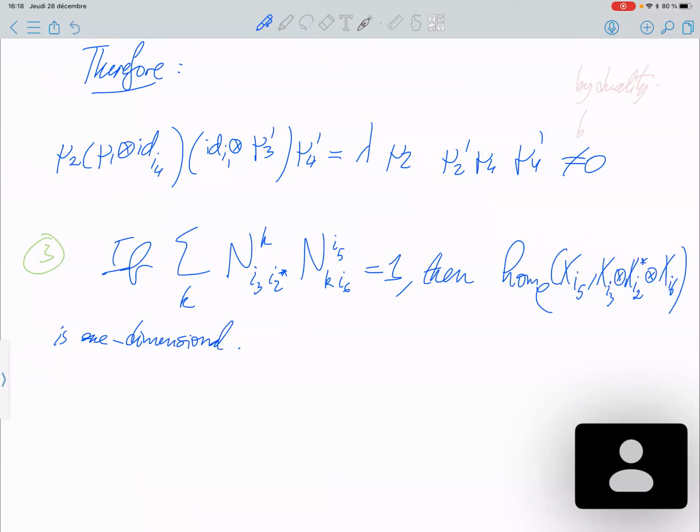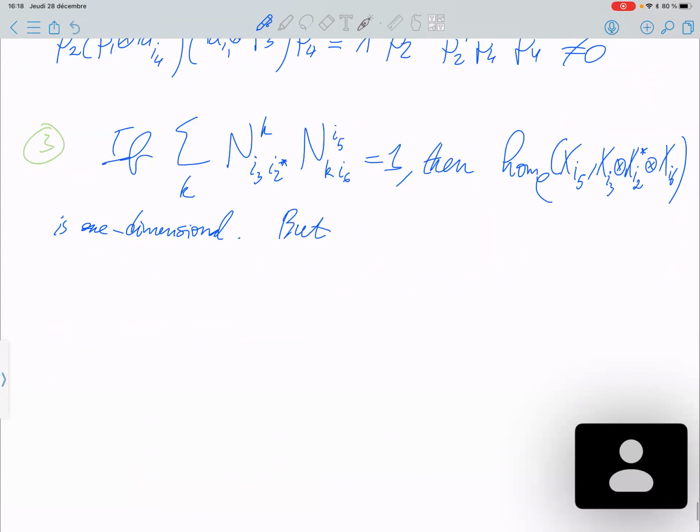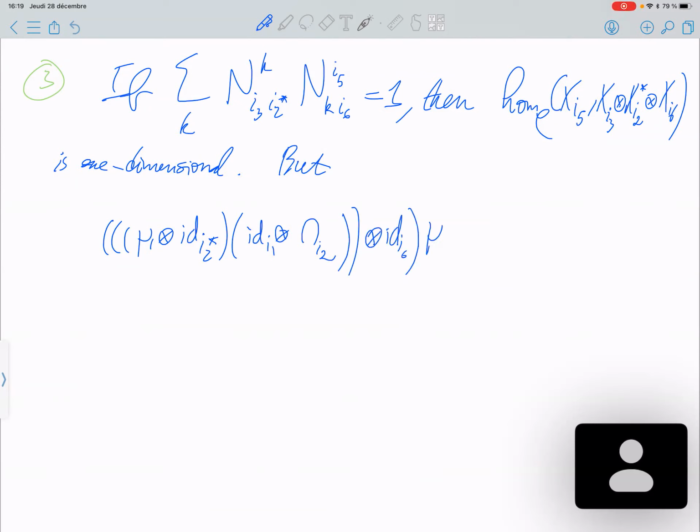Now, okay, so now we need to do something a little bit more complicated. But it's not clear to me that we really need that. But mu1 tensor ID I2 star ID I1 tensor, and here this is the notation for this section. The co-evaluation map is written like that, cup and cap. But yeah, tensor ID I6 composed with this.